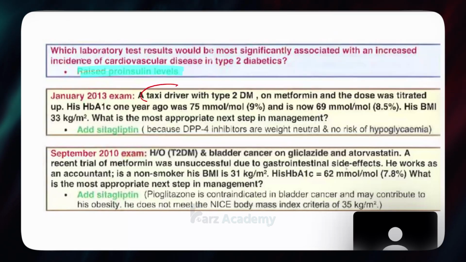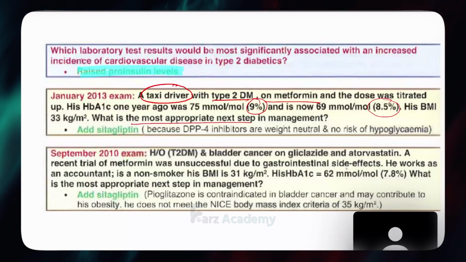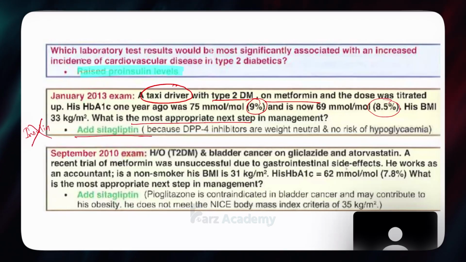Here, see the question, they have mentioned taxi driver. Immediately, you need to realize that maybe insulin will not be proper for them. So the patient with type 2 DM was on metformin. His HbA1c was 9 and is now 8.5%. So what is the most appropriate? Not insulin here because the patient is a truck driver. So not insulin. So you are adding a second line drug, we are adding a sitagliptin, that is a DPP4 inhibitor.